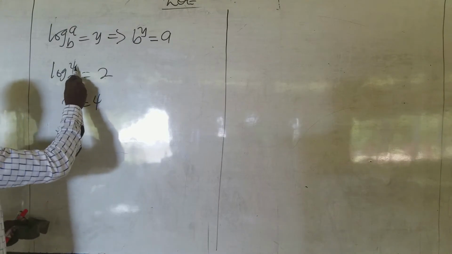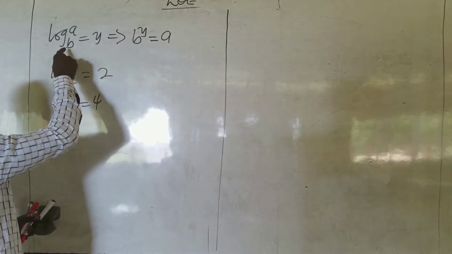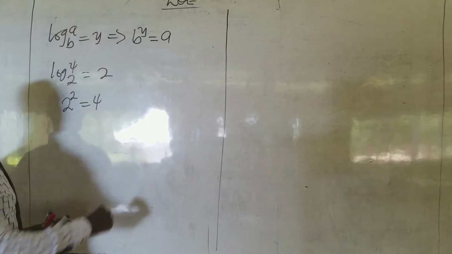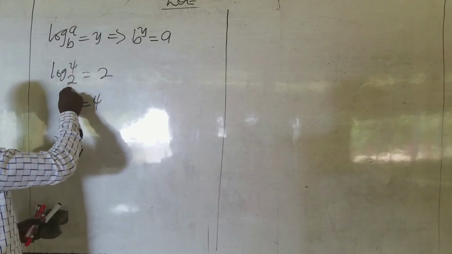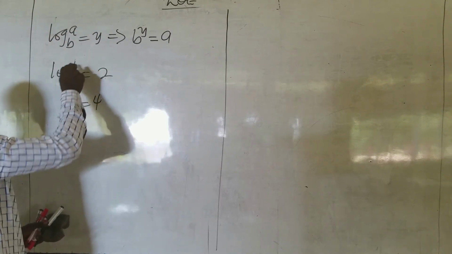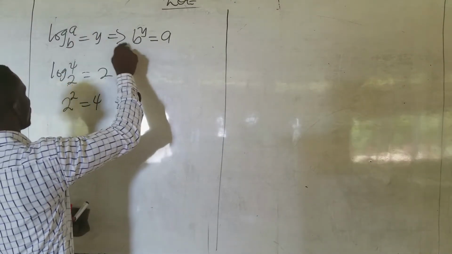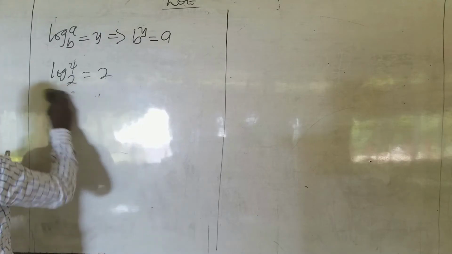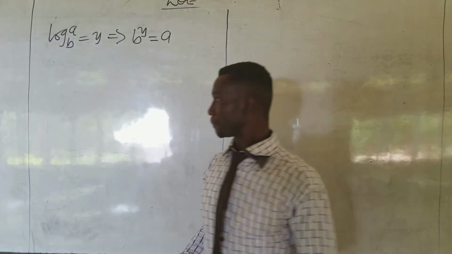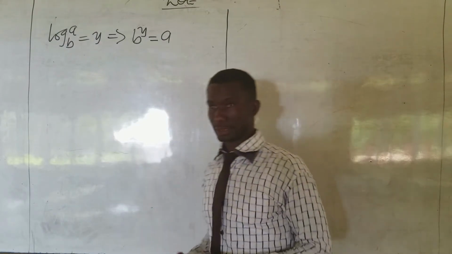So if you have log 4 base 2, the logarithm of a number to a base is the exponent to which the base must be raised to give you the number. So log 4 base 2 is 2. 2 raised to the power 2 is equal to 4. So b raised to the power y is equal to a. Now, having gotten this in mind, there are certain underlying principles that we have to understand.